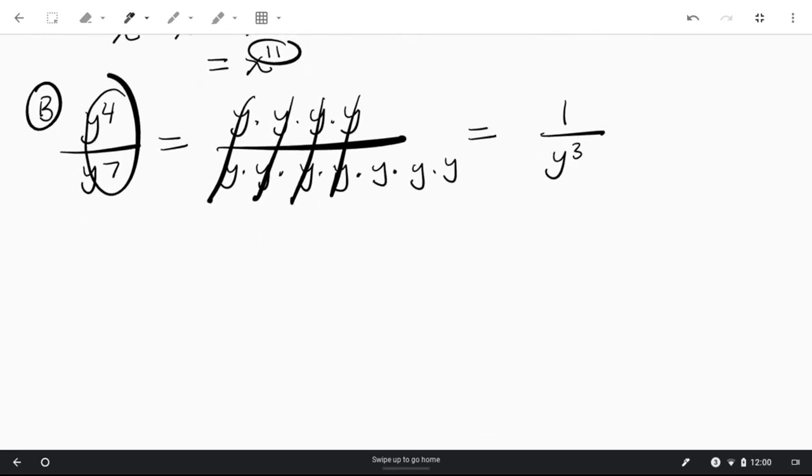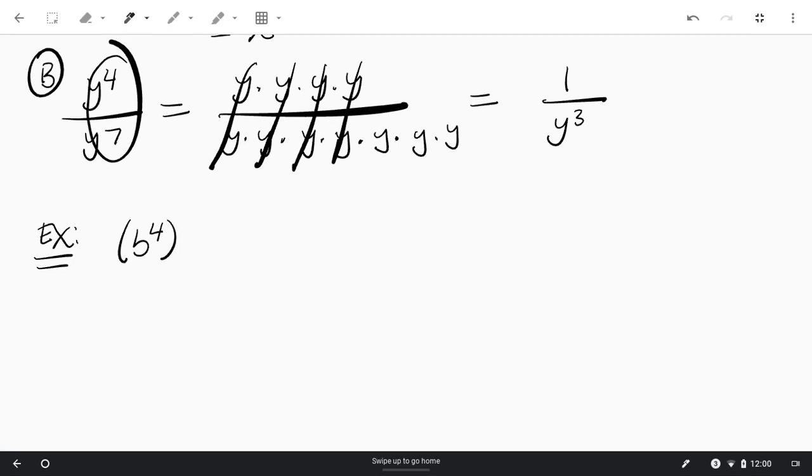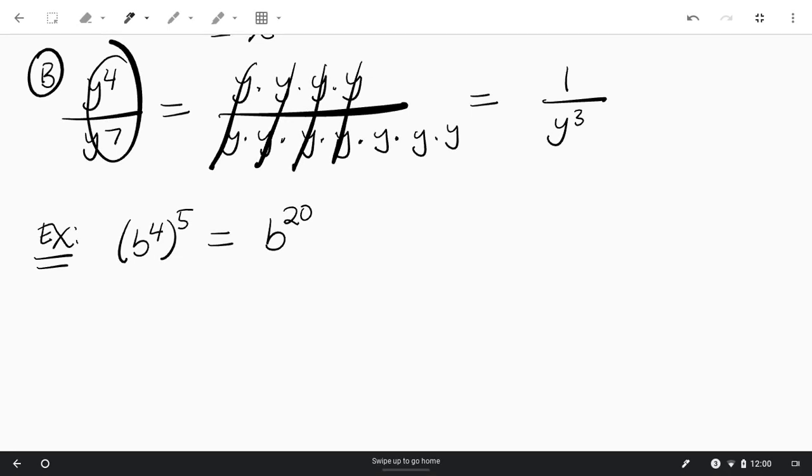All right, let's take a look at some more examples. Suppose that I have b to the 4th power raised to the 5th power. Here, according to our rules, we would multiply our exponents, 4 times 5, which will give us 20.